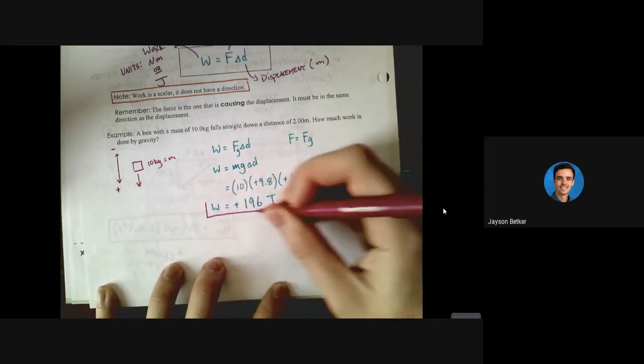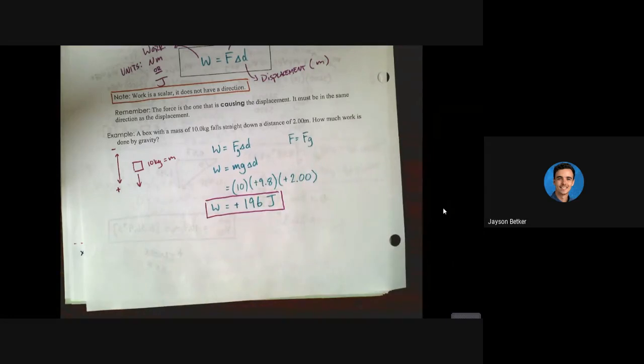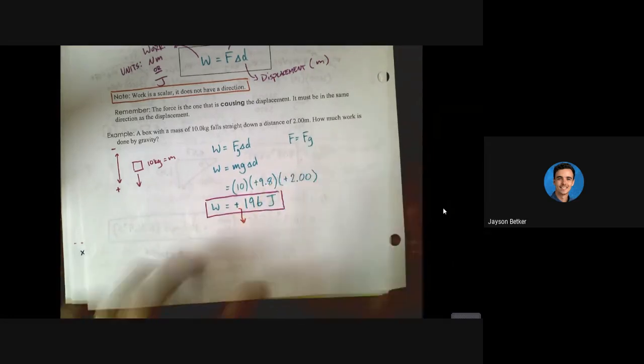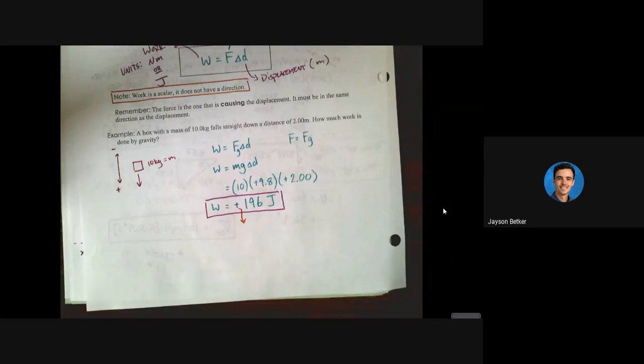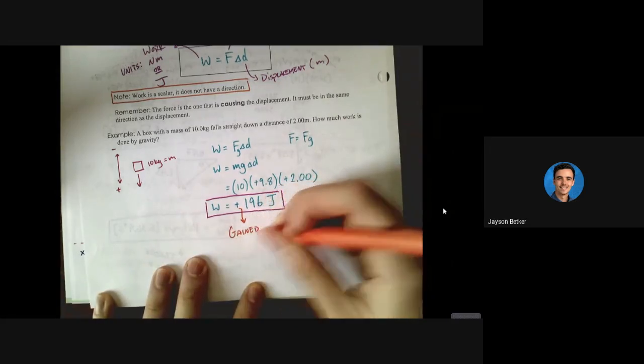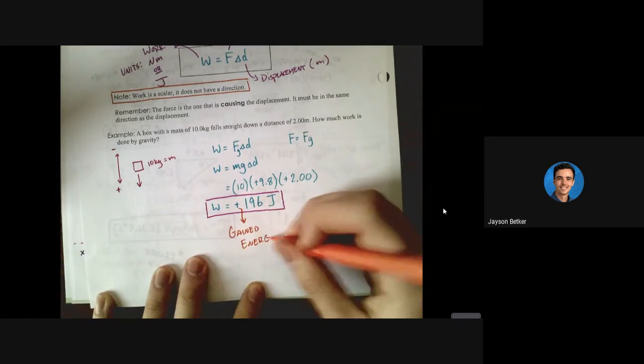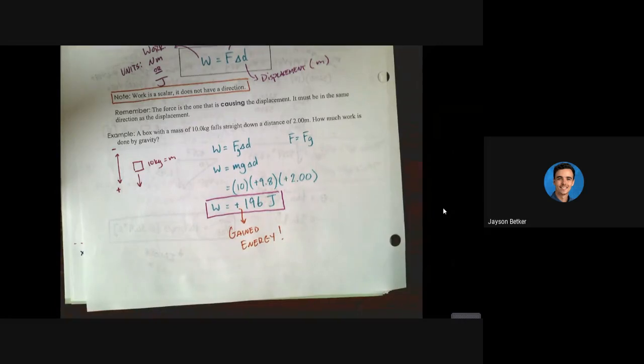But what I do want to mention is it is important to note that this is a positive value. What a positive value is telling us is that this object gained energy. Remember, we said that work is a transfer of energy. So it's either going to gain energy or it's going to lose energy. Well, this one gained energy, right? As an object falls, it's accelerating downwards. It's gaining more kinetic energy. It's moving faster. So that was a situation where work was causing an increase in the amount of energy in the object.